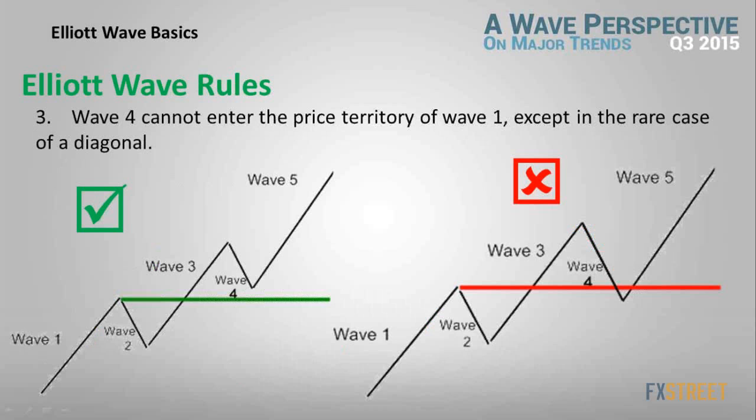The third and final rule is that wave 4 cannot enter the price territory of wave 1, except in the rare case of a diagonal, which is a rare case of motive wave. On the left diagram, wave 4 respected the high of wave 1 and did not enter its price territory, and it's considered a valid count. On the other hand, if we're looking at the right diagram, we will see that wave 4 did not respect the high of wave 1 and it entered its price territory, thereby it is an invalid count.